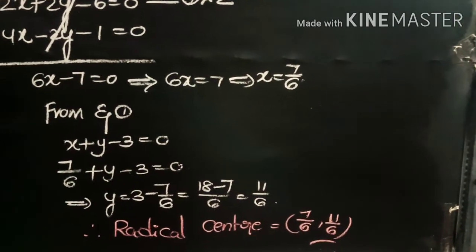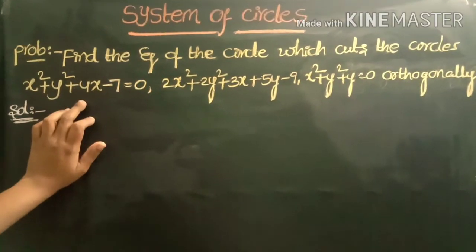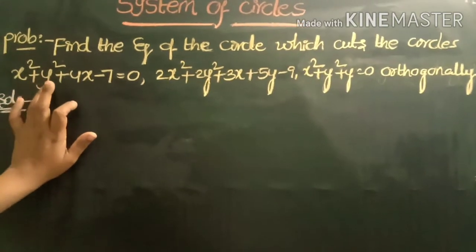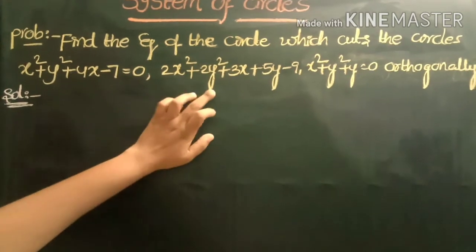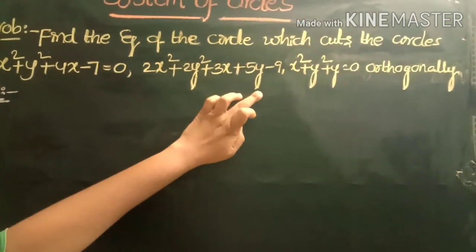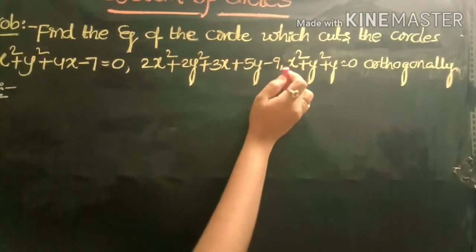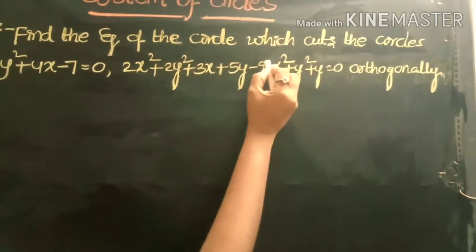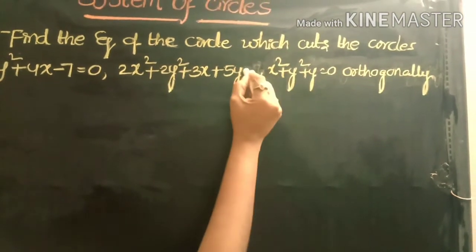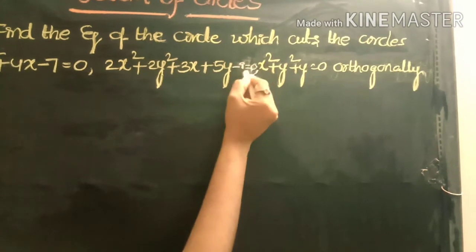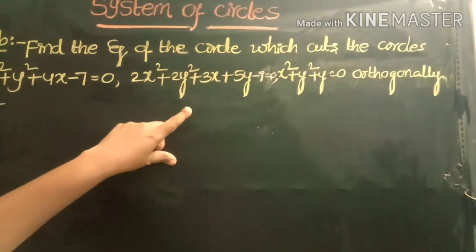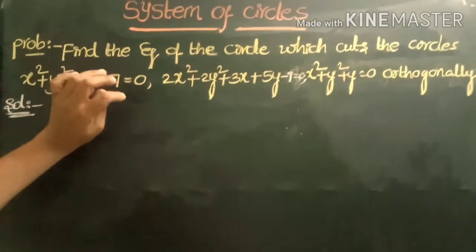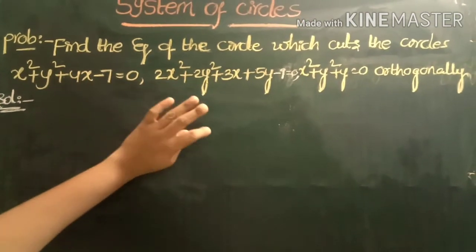That's all. Find the equation of the circle which cuts the circles x square plus y square plus 4x minus 7 is equal to 0, 2x square plus 2y square plus 3x plus 5y minus 9 equal to 0, and x square plus y square plus y is equal to 0, and x square plus y is equal to 0 orthogonally. So given that, find the equation of the circle which cuts the given circles orthogonally.